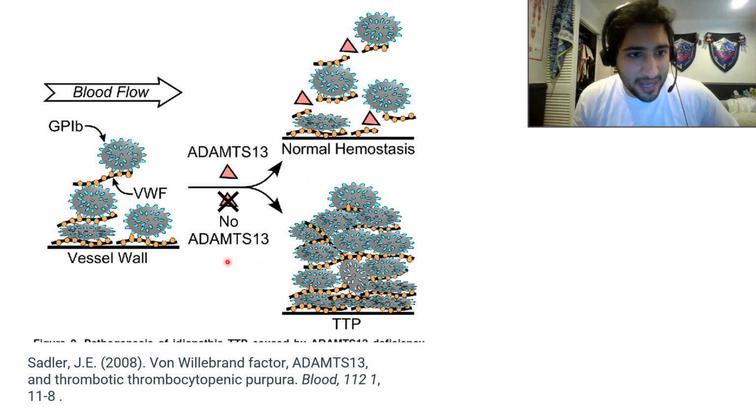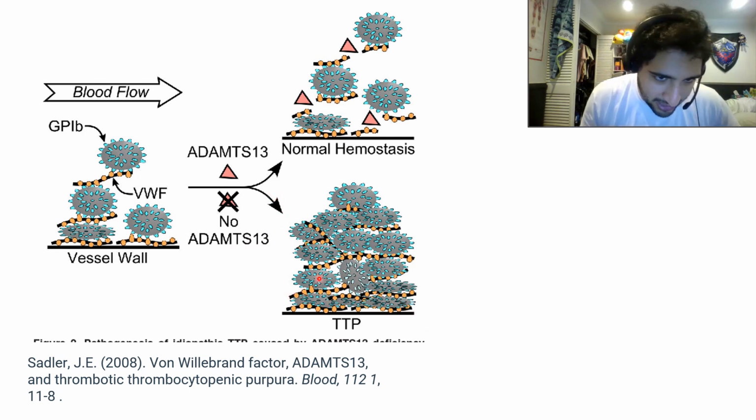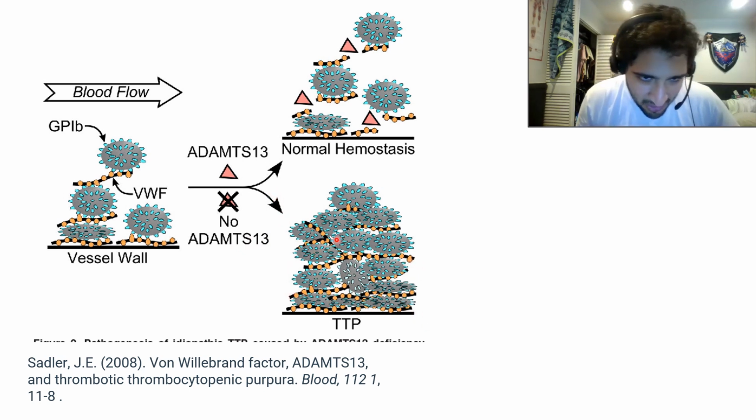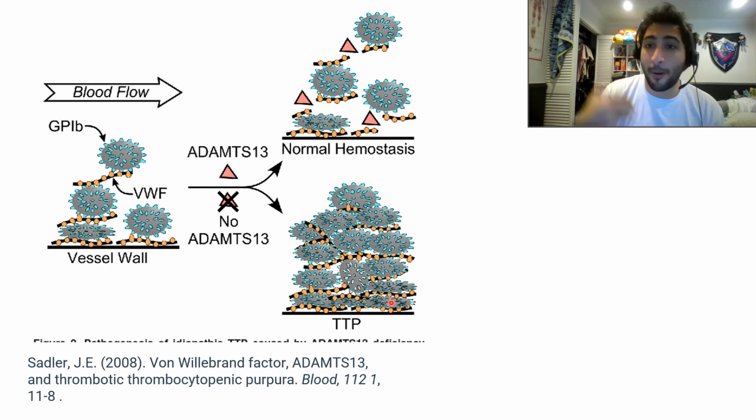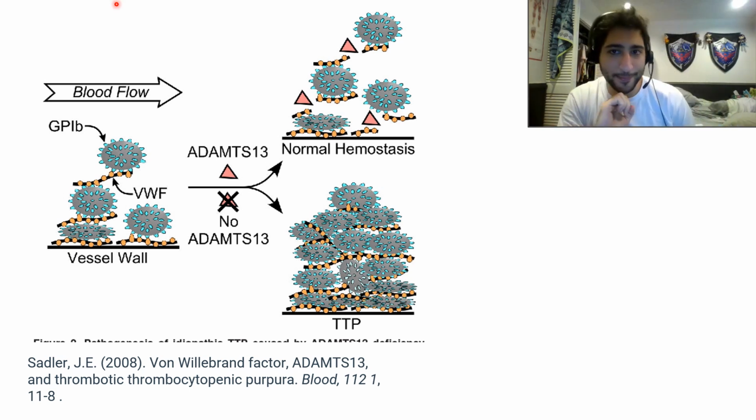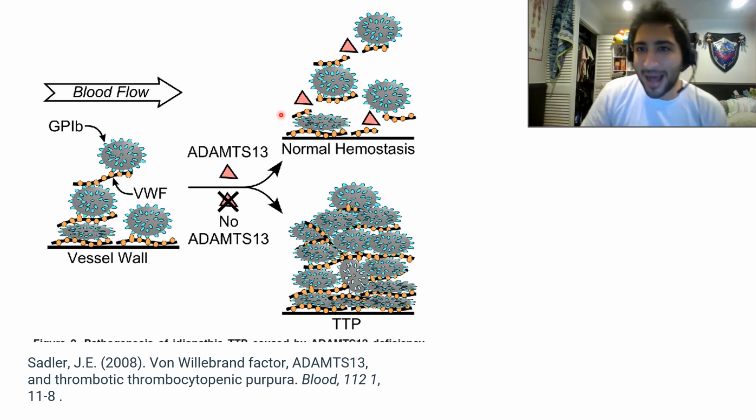In the absence of ADAMTS13, what happens? You get this really, really long, winding, tortuous formation, and that recruits too many platelets, and that's what we call bad, because that can cause thrombotic thrombocytopenic purpura. We don't want this. We want balance, as in all things.